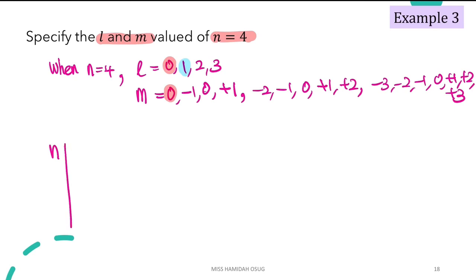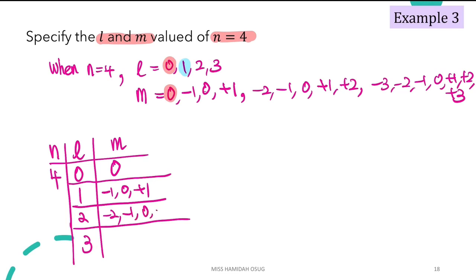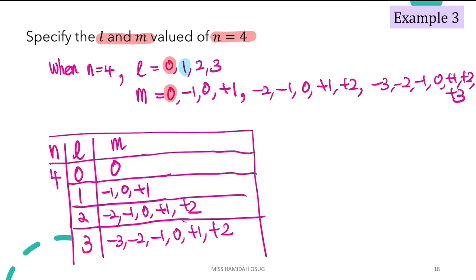The second one is we answer this question using a table. So when n is equal to 4, L is equal to 0, 1, 2, and 3. So the value of M when L is equal to 0 is 0. L equals 1, M equals negative 1, 0, and plus 1. L equals 2, M equals negative 2, negative 1, 0, plus 1, and plus 2. And then when L is equal to 3, the value of M should be negative 3, negative 2, negative 1, 0, plus 1, plus 2, and plus 3. So the value of plus 3 is missing there.